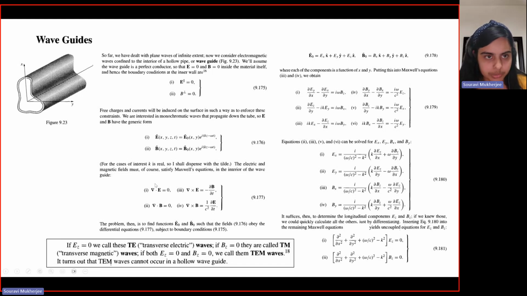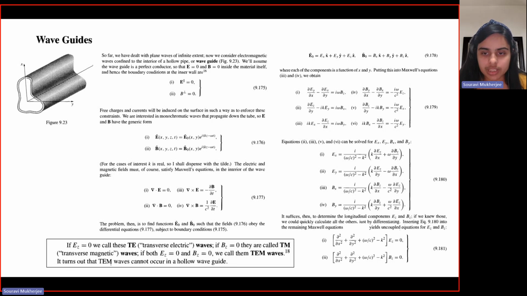But one thing is clear from here already: if you have such a waveguide or some boundary with a conducting surface, and there are these boundary conditions that need to be satisfied, then TEM modes do not exist. In a hollow waveguide, TEM modes do not exist. What we can have is TE or TM modes, where one of the Bz or Ez components is zero, but both of them cannot be zero. If both are zero, then everything turns out to be zero.